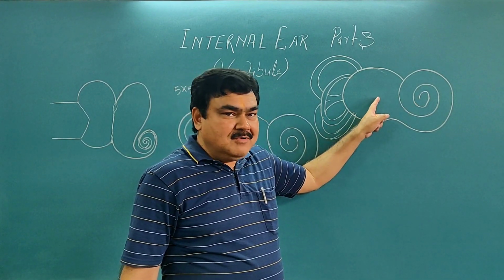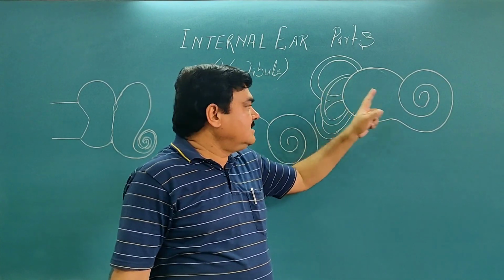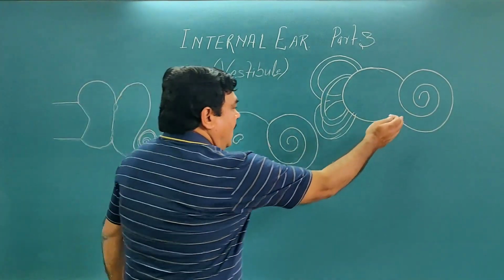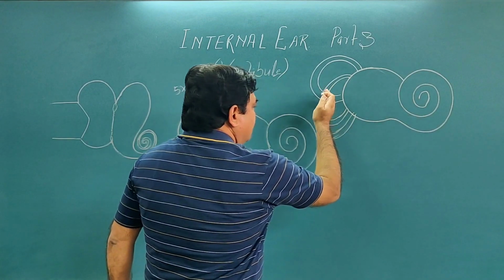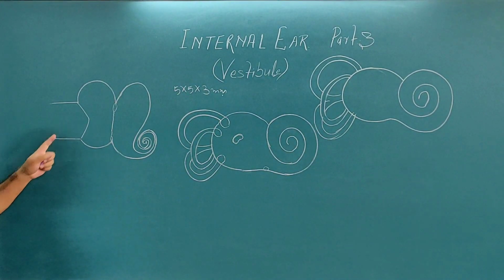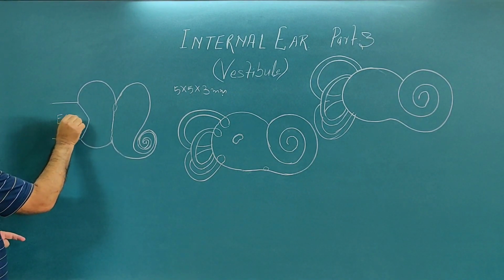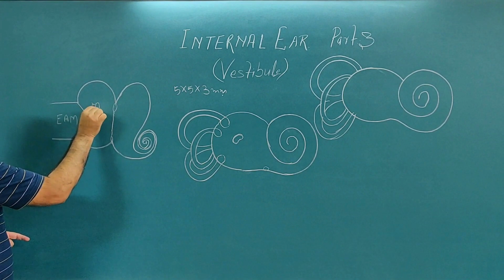Now we'll discuss the anatomy of the vestibule. Here this is the vestibule, and here is the semicircular canal. This is the cochlea, the anterior-most structure. This is the posterior-most, and this is the middle structure. Here this is the external acoustic meatus. This is the middle ear cavity.